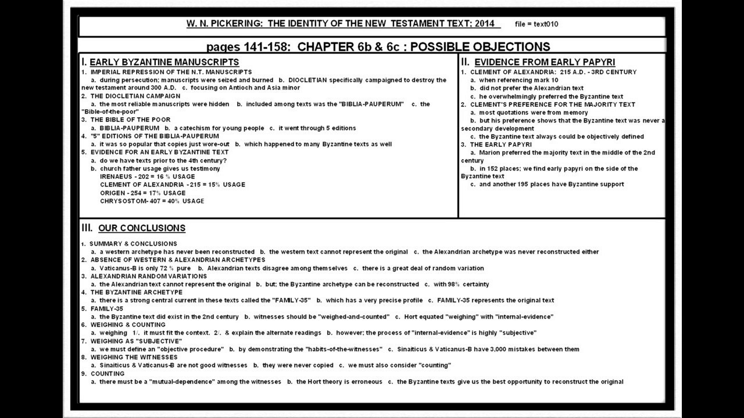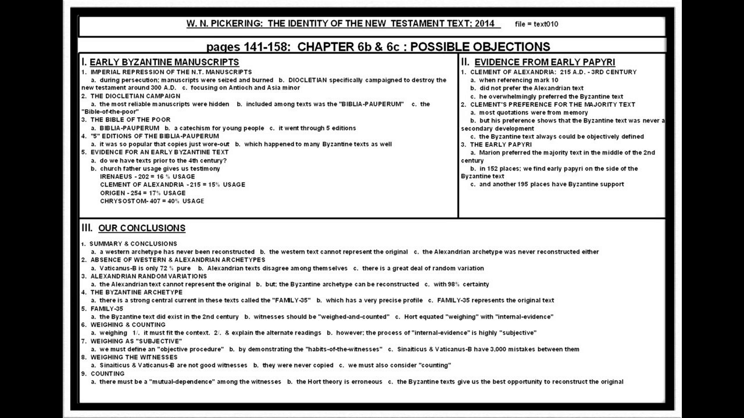Let's go to block 1 and take a look at the early Byzantine manuscripts. We begin with imperial repression of the New Testament manuscripts. During persecution, manuscripts were seized and burned. Diocletian specifically campaigned to destroy New Testament texts. That was around 300 AD, and he focused on Antioch and Asia Minor.